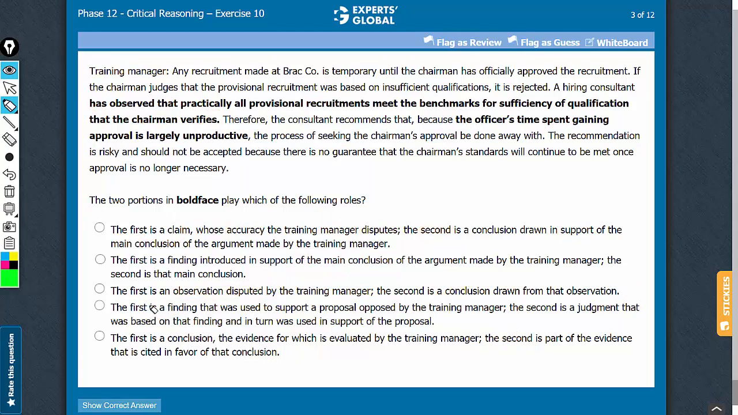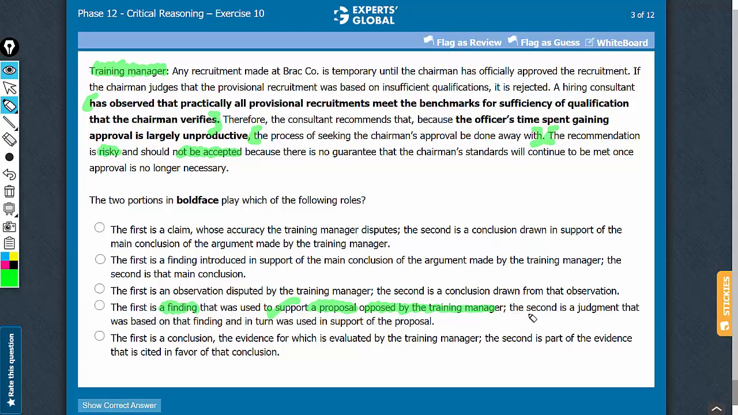Let's confirm answer choice D once. The first is a finding. Finding is a good term for this boldface here that was used to support a proposal. Which proposal? This proposal, the process of seeking the chairman's approval be done away with, and this proposal has been opposed by the training manager because training manager's main conclusion is this part here, that the recommendation is risky and should not be accepted. So yes, this proposal is opposed by the training manager.